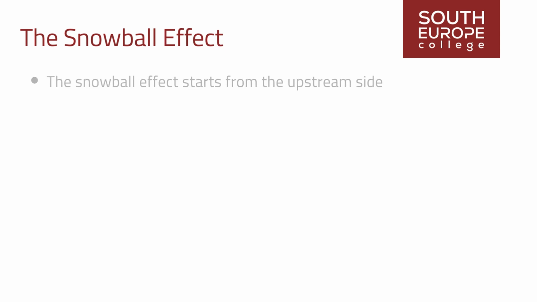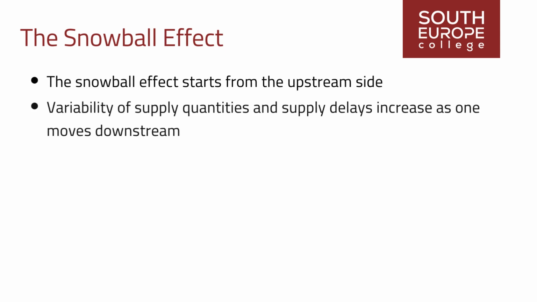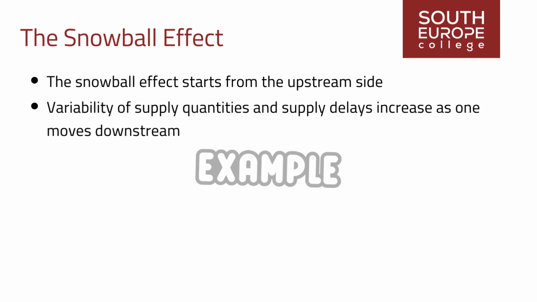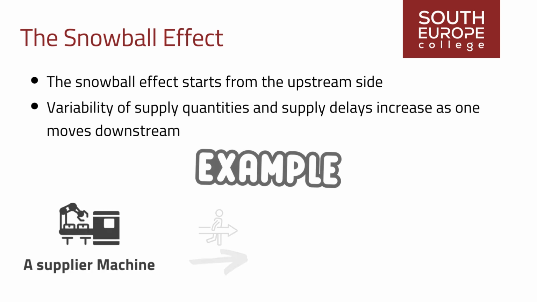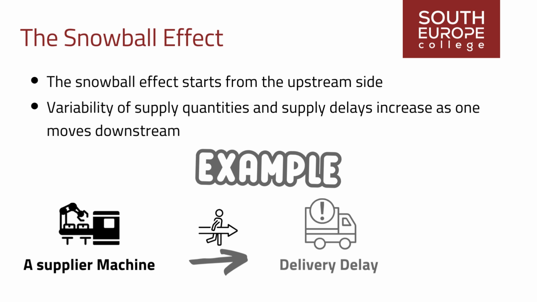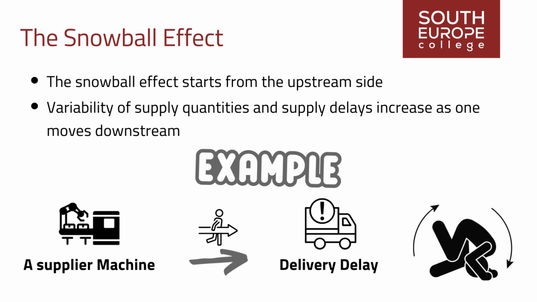The snowball effect starts from the upstream side. Variability of supply quantities and supply delays increase as one moves downstream. For example, a small fault in a supplier machine can cause a 3-day delivery delay to the manufacturer in China, and it will result in a 6-day delivery delay to the distributor in Malaysia, finally snowballing into a total 12-day delay in delivery to the retailer's customers in Europe. You have no choice other than to roll until it stops.